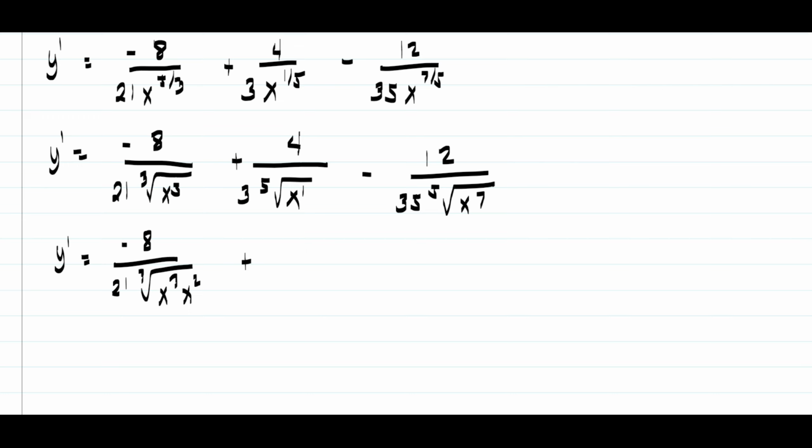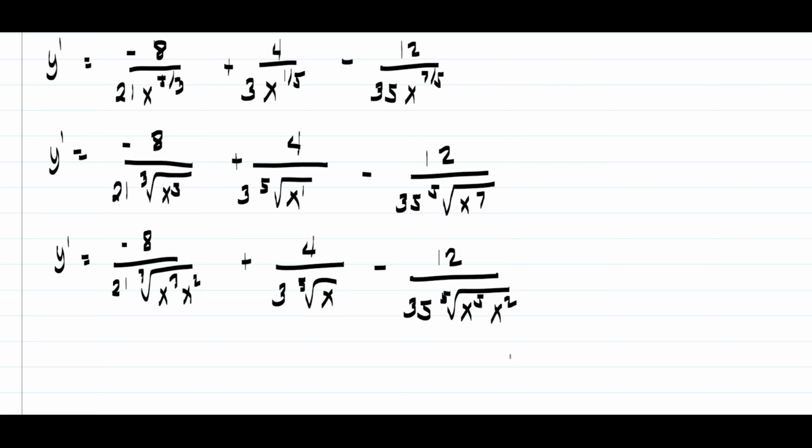And then we have 4 over 3 fifth root of x minus 12 over 35. And this time our index is 5. We are going to divide or cut the exponent by 5, and that is x raised to 5 and x squared. So let us have y prime equals negative 8 over 21.